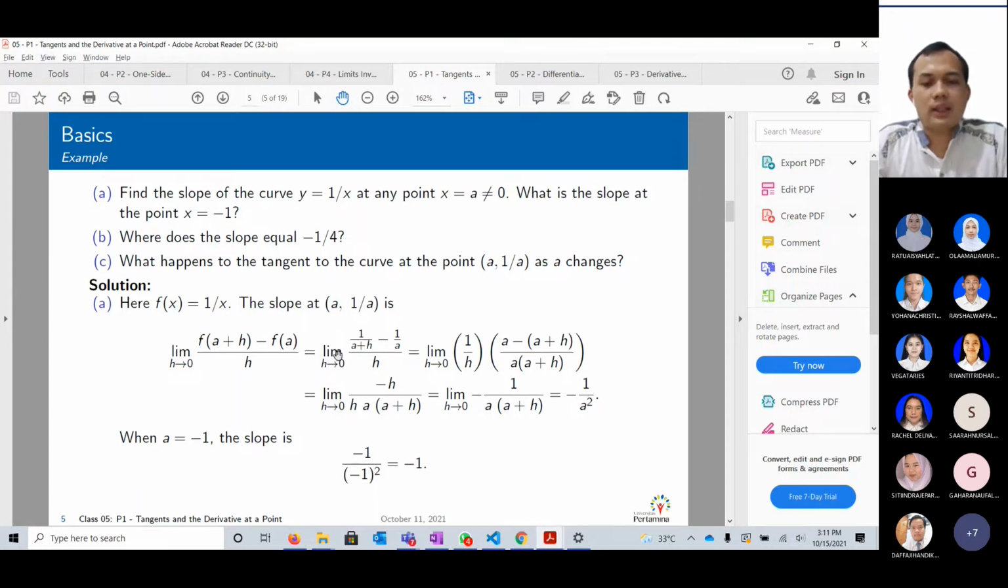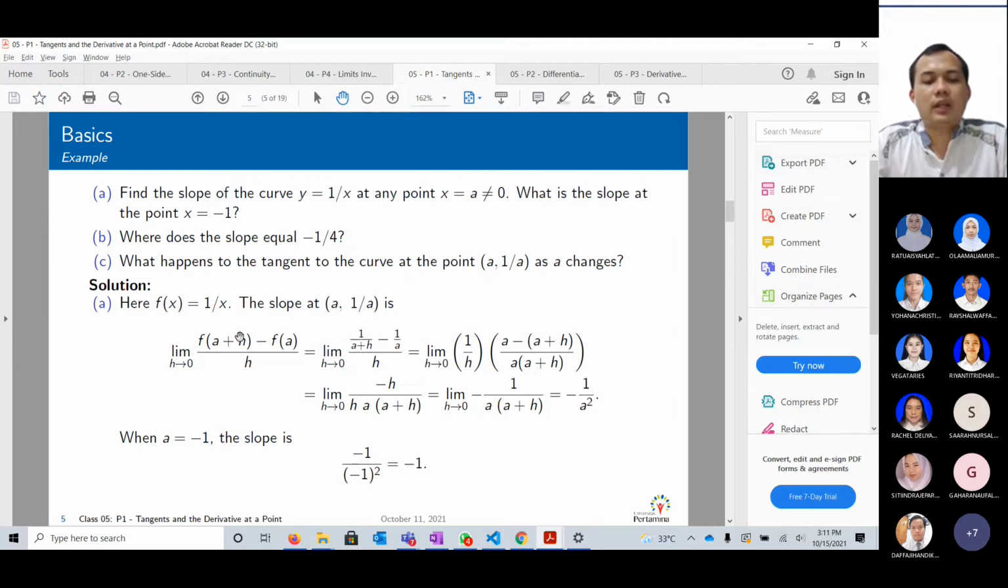Kalian perhatikan di sini ya, limitnya, tulisan limit h menuju 0-nya tidak pernah hilang. So, the limit h goes to 0, we never remove the limit sign until we actually can compute the limit. Jadi kita tidak pernah menghapus limit h menuju 0 sampai kita benar-benar menghitung nilai limitnya.